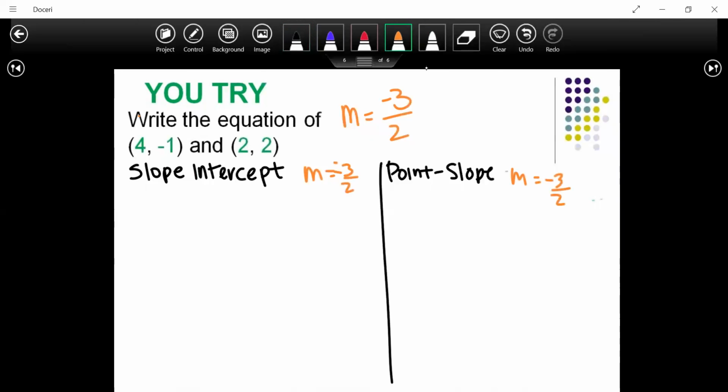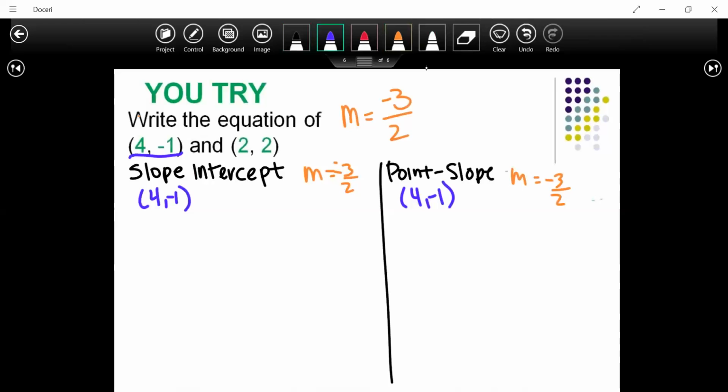So we need to find the slope, period. Whenever you're given something, you need to find the slope. The second thing you're going to need is one of your points. In this case, we're going to use our point 4, -2. It doesn't matter which one you choose. You could use 2, 2. But we're going to use a point and a slope.